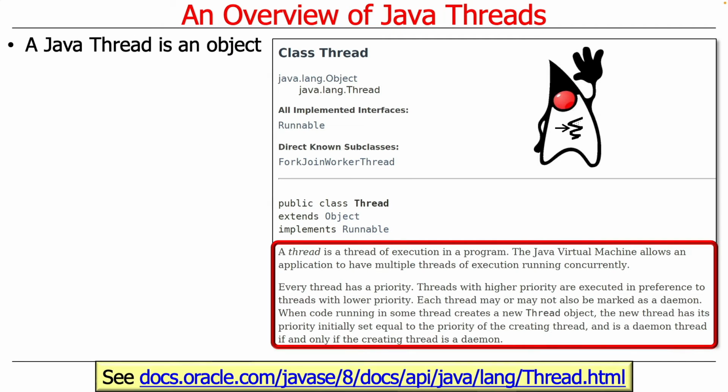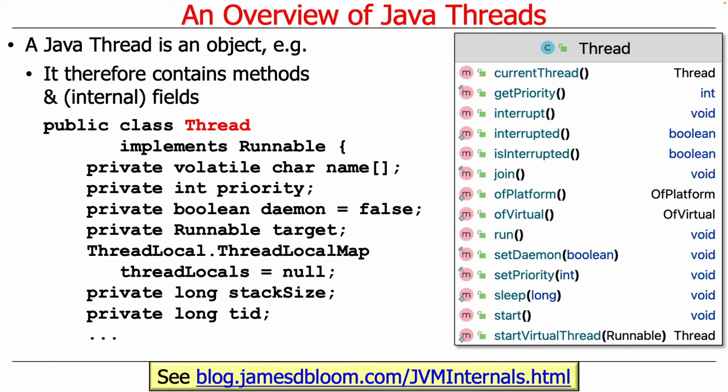So what are Java threads? Well, the first thing to remember is that a Java thread is an object, just like lots of other things in Java are objects. Not everything in Java is an object. There's a newer feature called a record, which is not an object. But historically, everything in Java was more or less an object. Because it's an object, it therefore contains methods and a slew of internal fields.